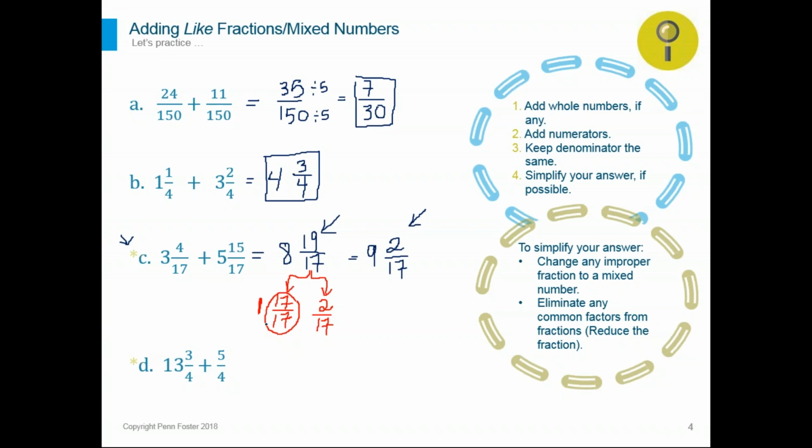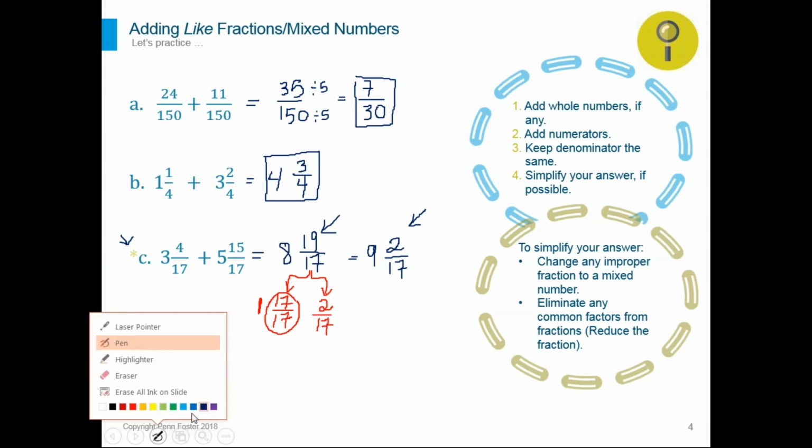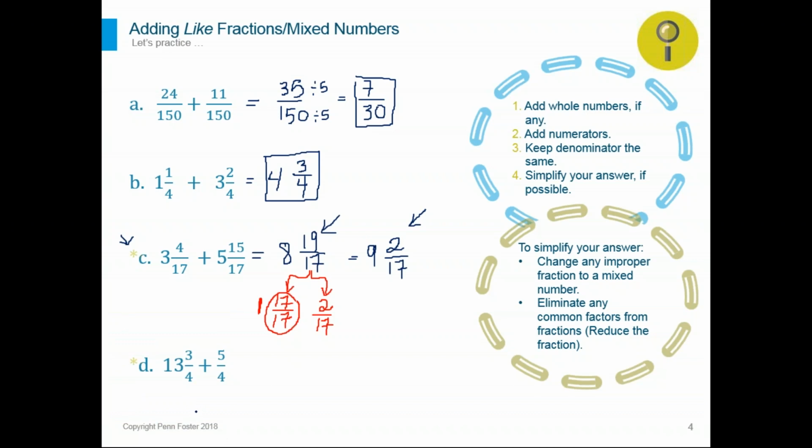Number D, 13 and 3 over 4 plus 5 over 4. Again, mixed numbers, same denominators. I always have to mention to myself, what do I have in my problem? That is a reminder. So I hope that you do the same thing.